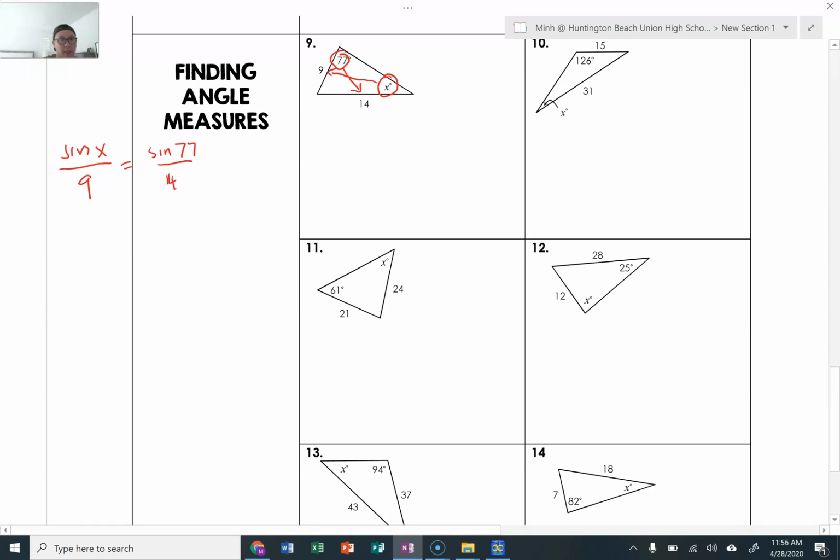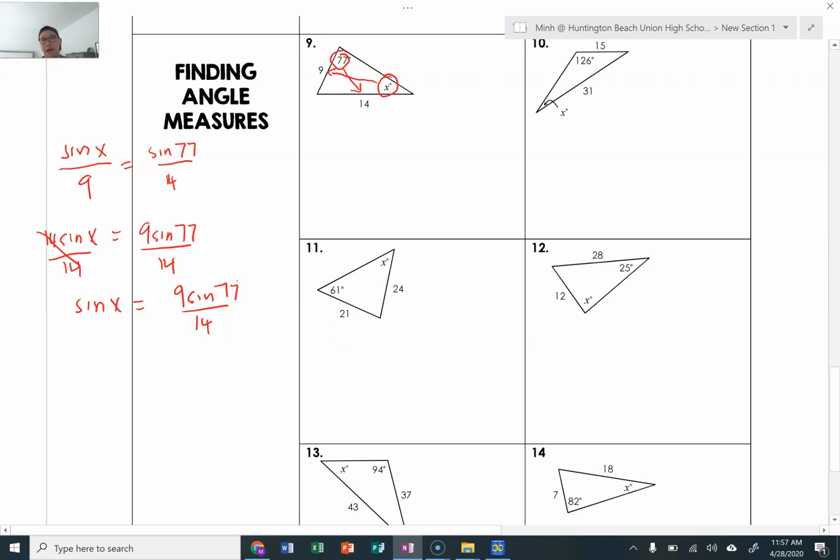When we cross multiply, that's going to be 14 sine of x is equal to 9 sine of 77. Our goal is to get x alone, so a little bit different in terms of the algebra steps. We need to get rid of the number in front of the sine function in order to get rid of the x after. So we're going to divide by 14, and that leaves me sine of x is equal to 9 sine 77 over 14.